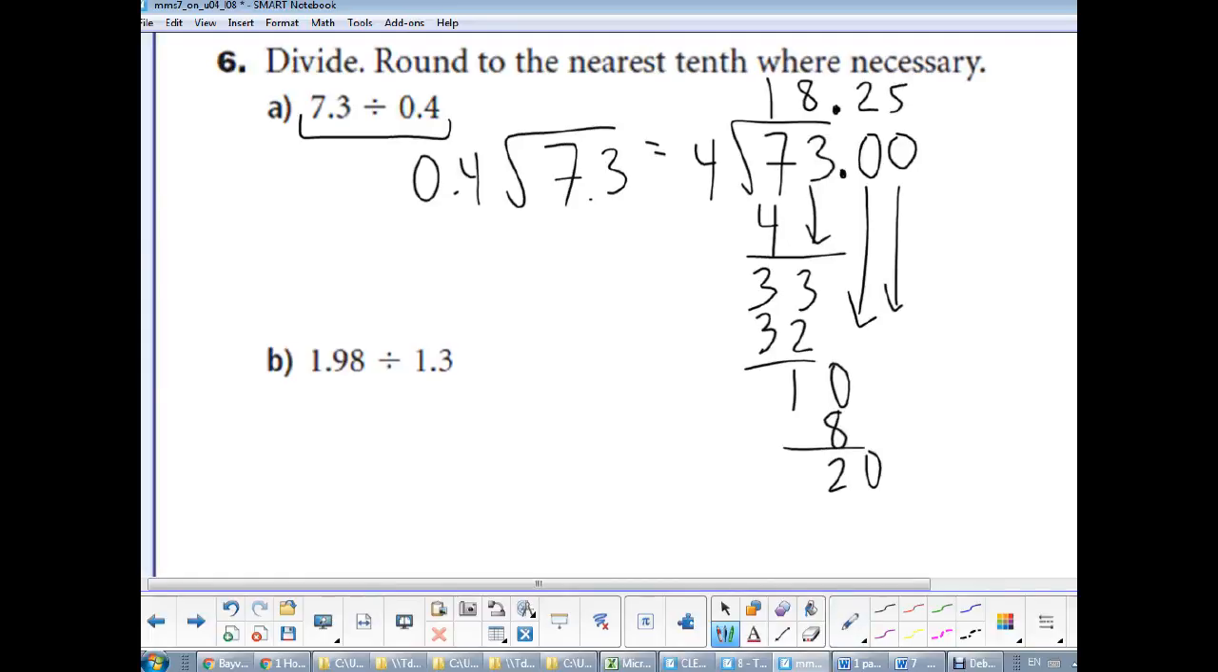So it says round to the nearest tenth where necessary. So because this is a 5, we're going to round up to 18.3. That's A.